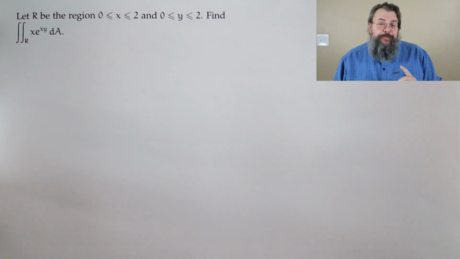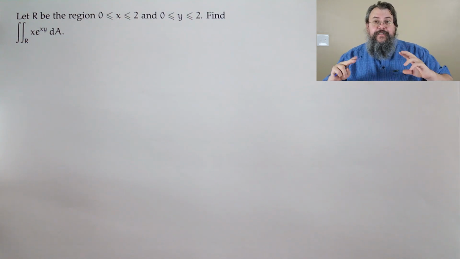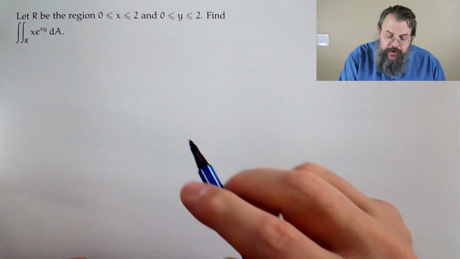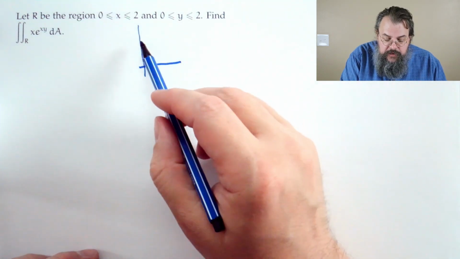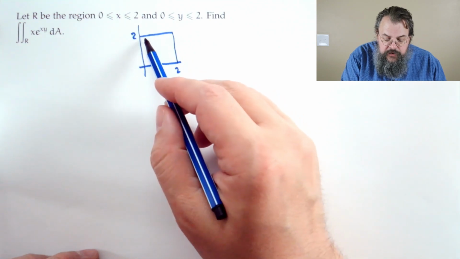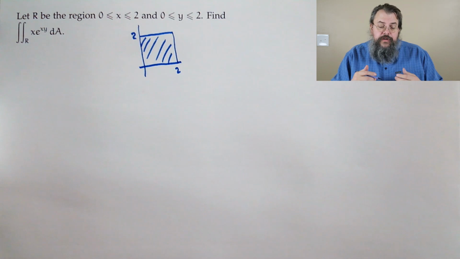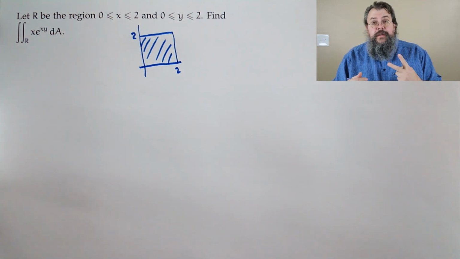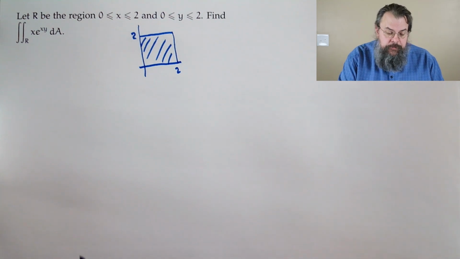And you might notice something. They didn't tell us how to iterate, because there are choices. If you think about what we have, we can sketch our region. It's a nice little 2 by 2 square. X goes from 0 to 2, y goes from 0 to 2. So there are really two possibilities, and let's think about what they are.